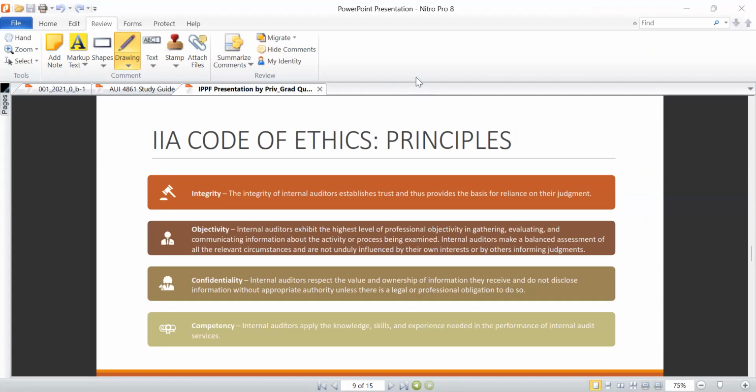All right. I was just saying, Privilege, that I'm aware of these principles, but I didn't do internal auditing at undergrad. I did accounting. Oh, you didn't do internal auditing at all? Yes. So I'm used to external auditing. Oh, okay. No, I see it.